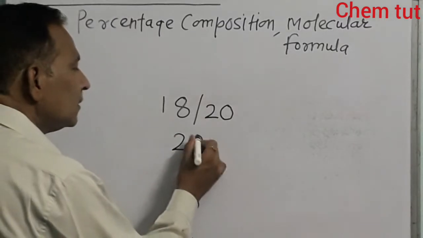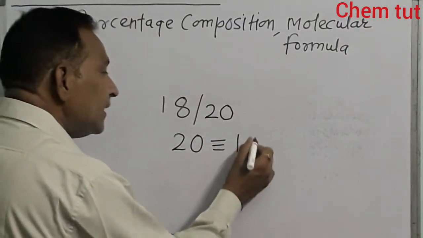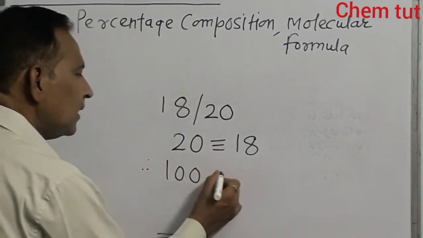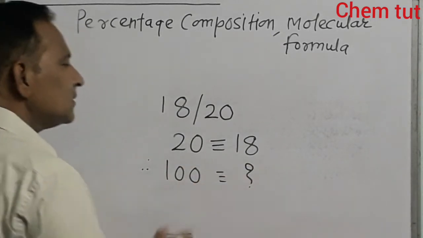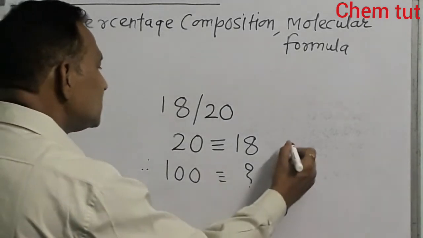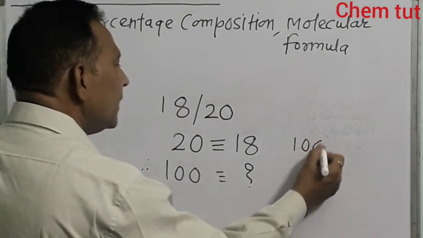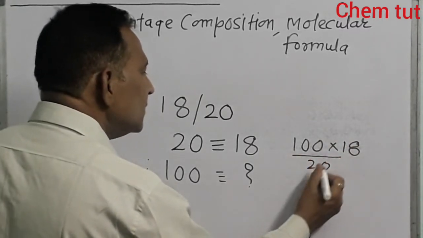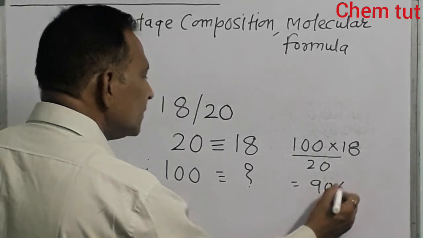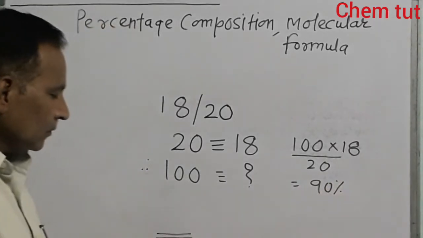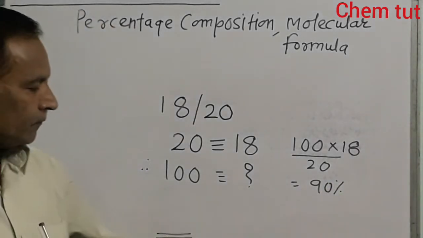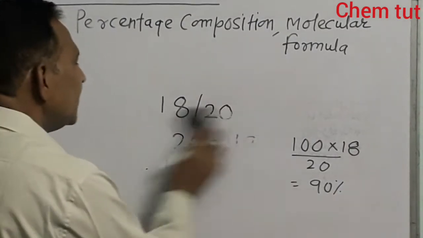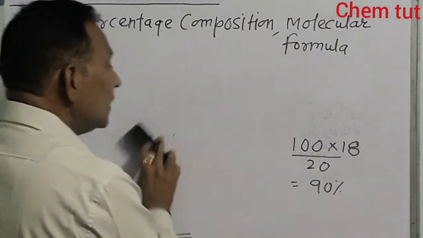From 20, he has got 18 marks. Therefore, if 100 are considered, then what will be his or her score? By cross multiplication, 100 multiplied by 18 divided by 20 is equal to 90%. And therefore we say that the score of the student is 90%. A similar concept is applied in our chemical compounds.